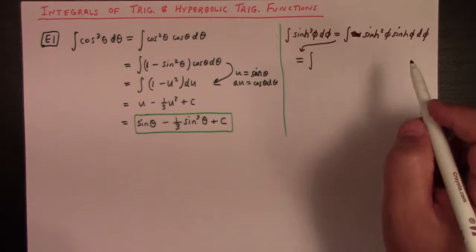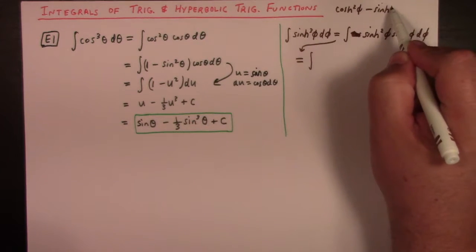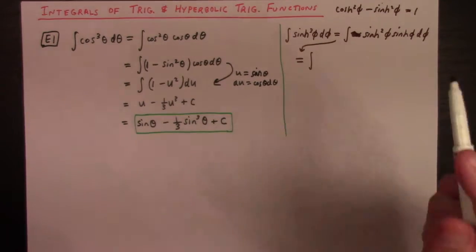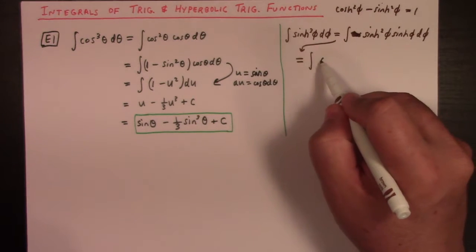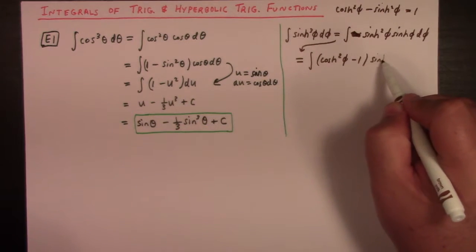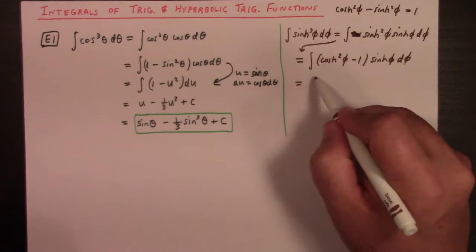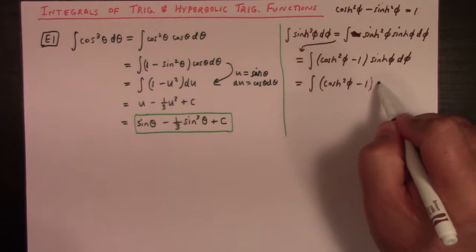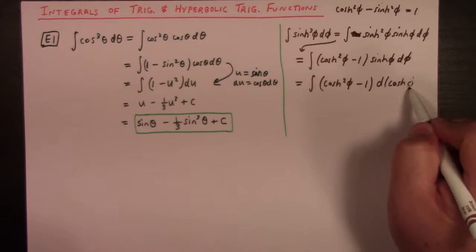Now remember, cosh squared minus sinh squared is equal to 1. So to change a sinh squared to a cosh squared, that gives me cosh squared phi minus 1 times sinh phi d phi. Alright, so I'm going to use the sneaky notation here. This is the integral of cosh squared phi minus 1 times the differential of cosh phi, because d cosh phi is sinh phi d phi, right?